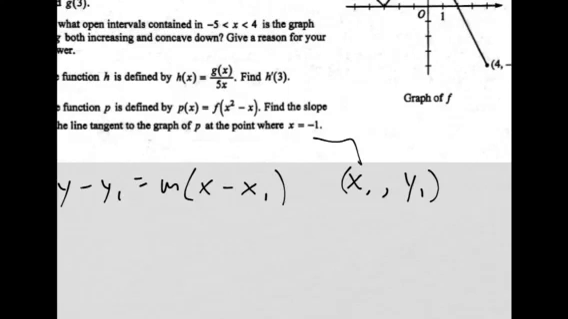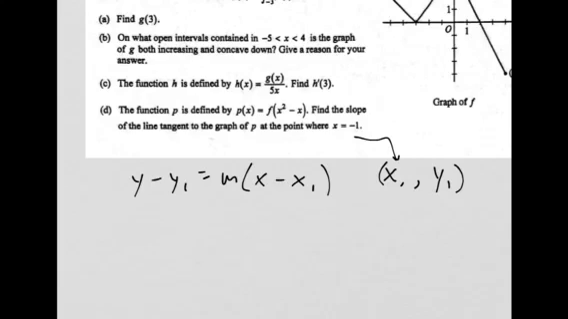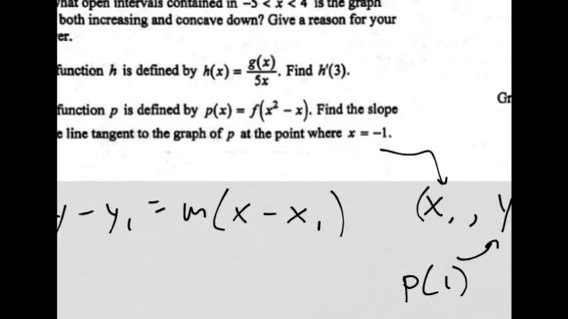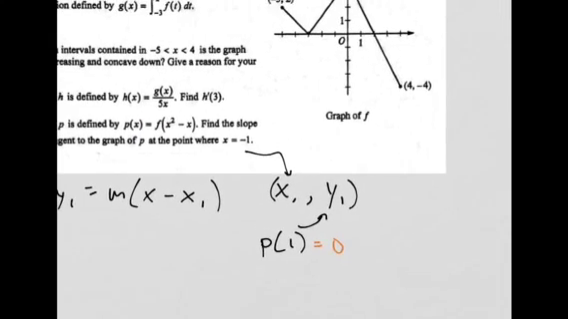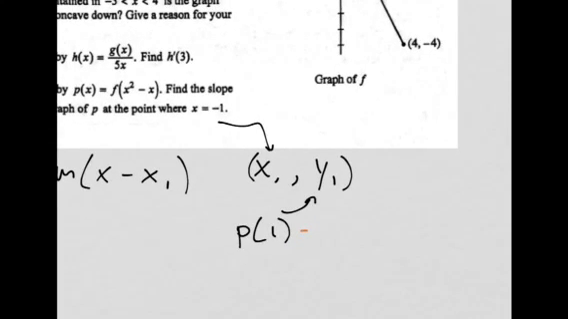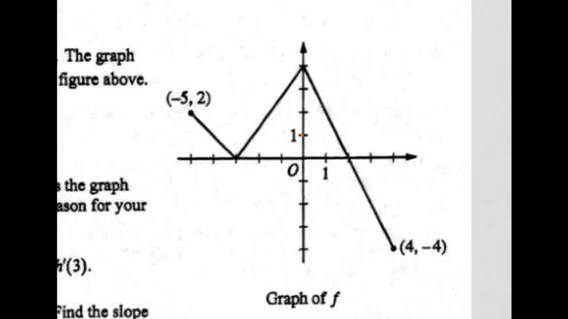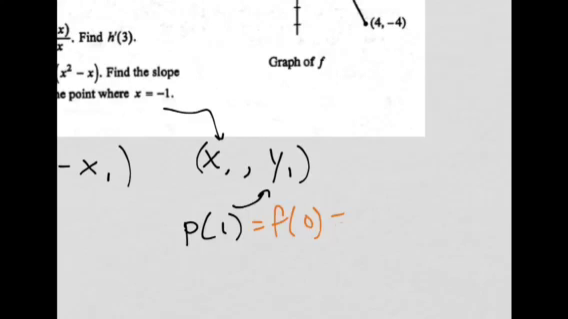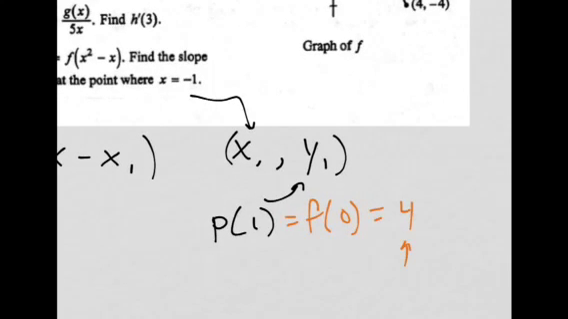But I already know that x1 is going to be -1. So I'll just have to plug in p of 1. This is in order to figure out my y1. So I need to plug that in. So if I plug in a 1 here, I get 1 minus 1 is 0, right? So p of 1 equals 0. No, it doesn't equal 0. P of 1 equals f of 0. And f of 0 is 1, 2, 3, 4, which equals 4. So my y1 is 4.